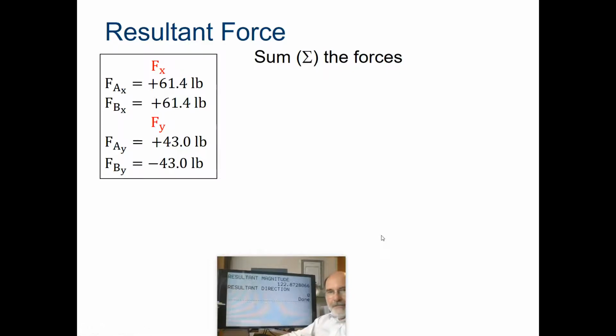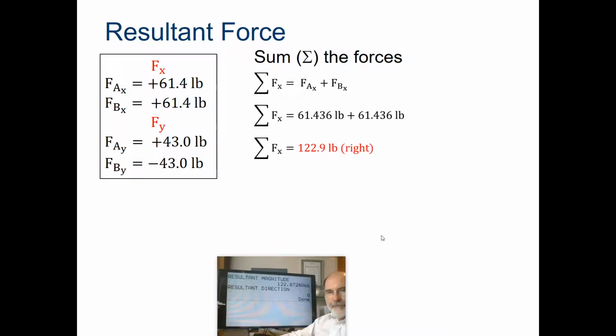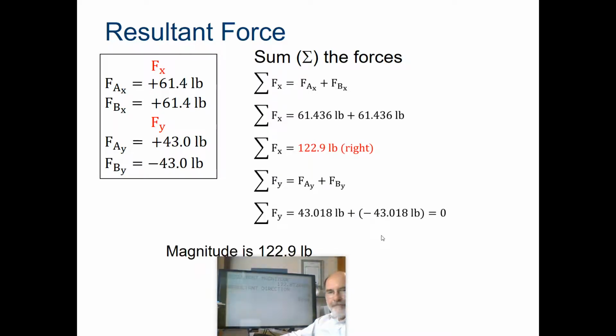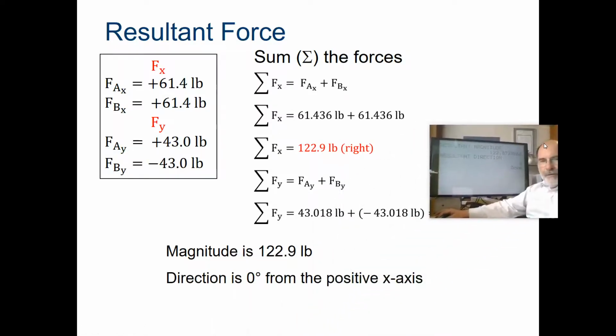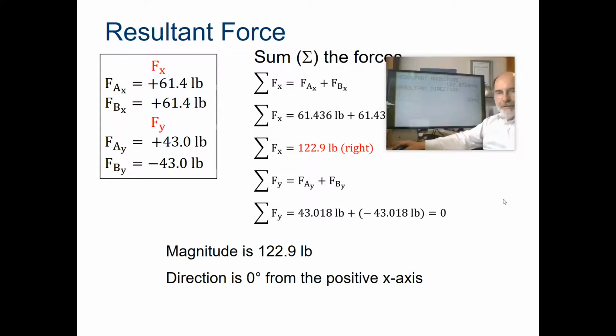The resultant is the vector sum of the forces. And there you can see they rounded off afterwards as well, got 122.9 pounds. So the magnitude is 122.9 pounds. The direction is 0 degrees from the positive x-axis, and the sense is to the right.